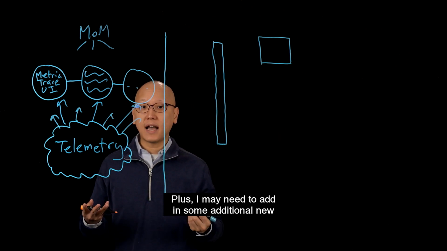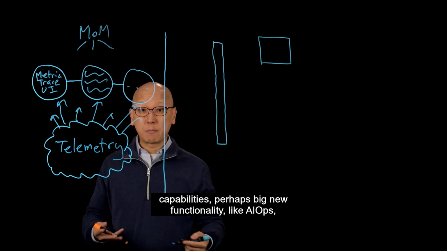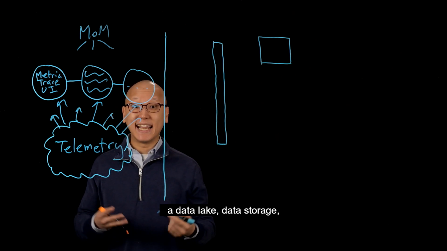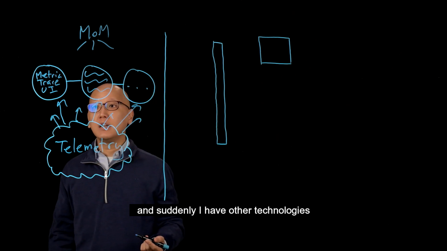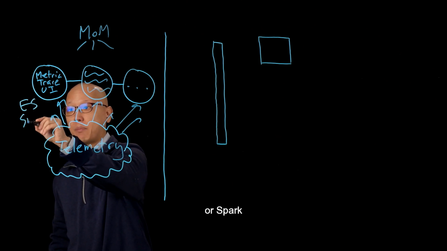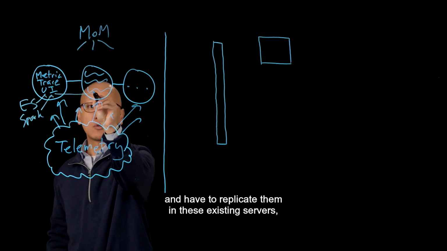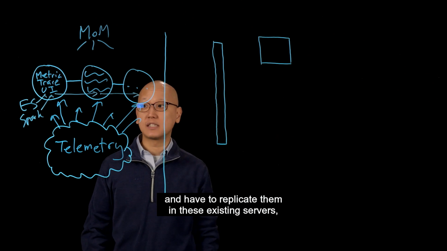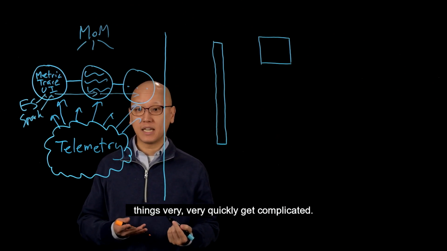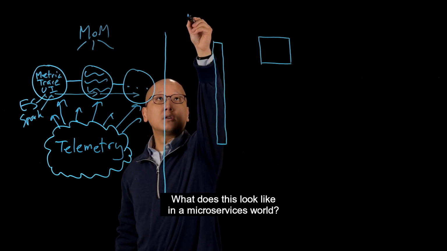Plus, I may need to add in some additional new capabilities, perhaps big new functionality like AIOps, a data lake, data storage, and suddenly I have other technologies like maybe Elasticsearch or Spark or Kafka, and if I stick these into these servers and have to replicate them in these existing servers, things very, very quickly get complicated. What does this look like in a microservices world? Well, let's take a look.